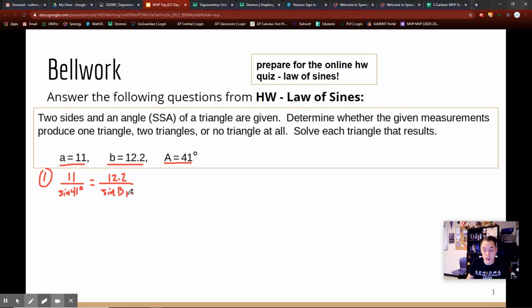I do want to label this B1 because, since I have two triangles, I'm going to have two different angle measures here. So when I cross multiply this, long story short, I get B1 equals the inverse of sine of 12.2 times sine of 41 degrees, and then this is all over 11, not sine, all over 11. So it should look something like that. When I cross multiply, I get this, divide by 11, and then take the inverse. So what does B1 equal? Well, let's go to Desmos and just literally type it in.